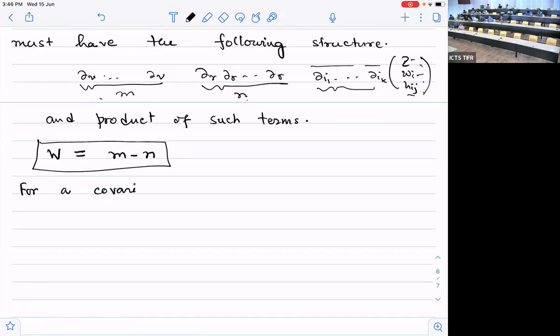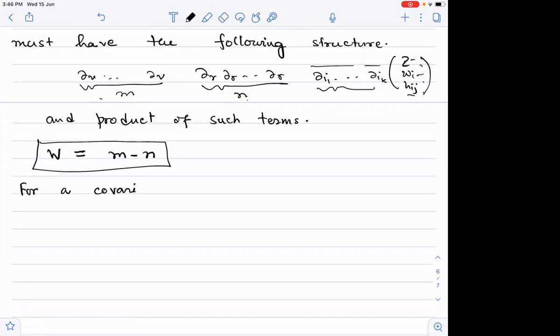And you are not allowing any matter fields, or is this automatically included somehow? At the moment, I'm not allowing. Actually, recently Nilay and others have done another analysis where they have seen that for matter fields also this will happen. So if you include that, everything will go through. But at the moment, I'm not allowing.